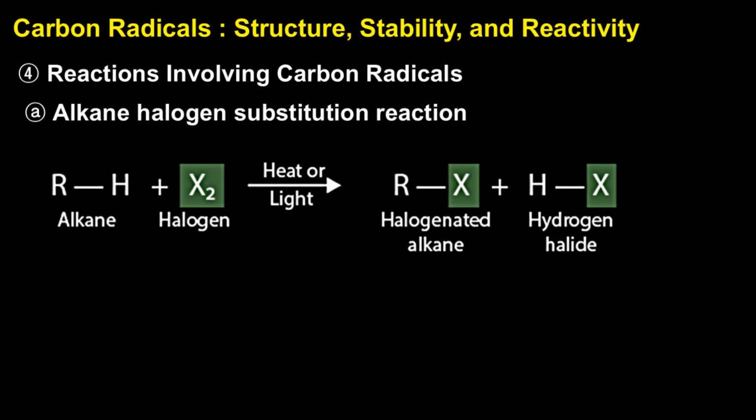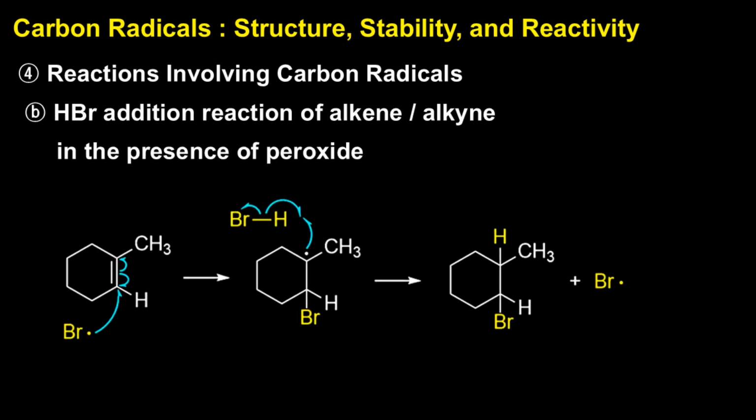A classic example is alkane halogenation, where a hydrogen atom gets swapped out for a halogen, like chlorine or bromine. And the whole thing runs through a radical chain mechanism. That means it goes through three main steps: initiation, propagation, and termination. This reaction is super useful because it lets you add halogens to simple hydrocarbons, and that makes them way more reactive for later transformations.